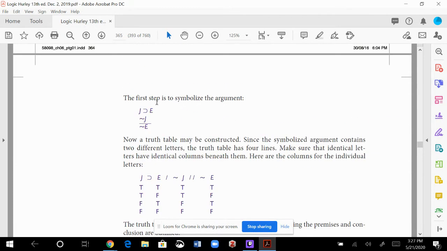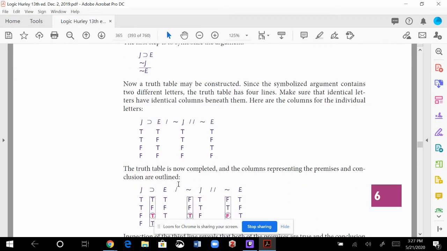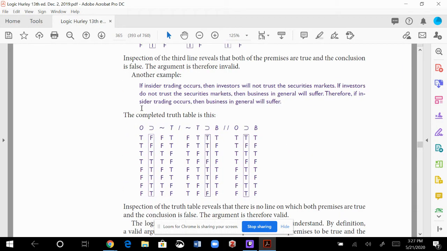Notice this one, he skips putting it like this. He just goes straight to the horizontal. So he says, hey, I'm going to use my O and my T and my B to symbolize what's going on in here. The B is the business in general. The O is if insider trading occurs, and the T is investors will. Insider trading occurs. And then up here, it says if insider trading does not occur, and that's not T. So he symbolizes it right. He has 3 propositions, so it's 8 lines in the truth table.